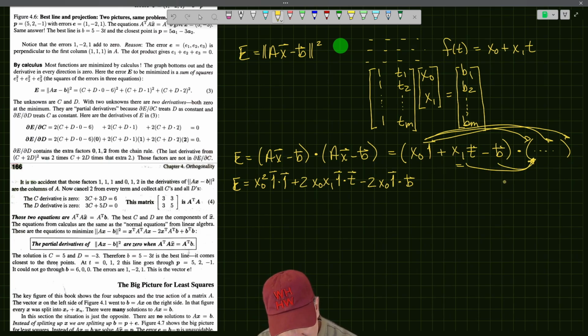And now we just continue this process on. We're going to have the x1 with itself, and then we're going to have the x1 with the b's. So the x1 with itself is going to be plus x1 squared, t vector dotted with itself. And then we're going to have minus 2 x1, the t vector dotted with the b vector. And then finally, we will have plus the b vector dotted with itself.